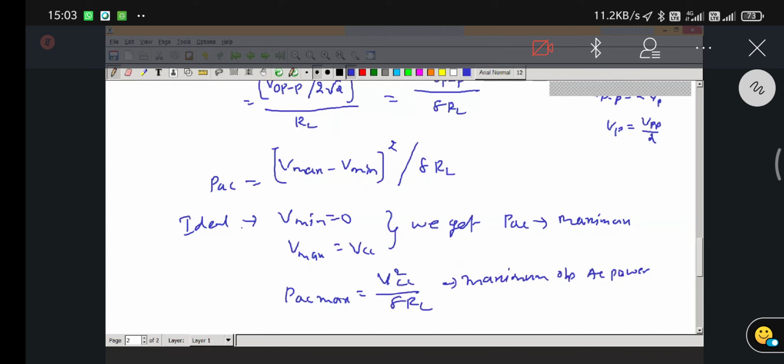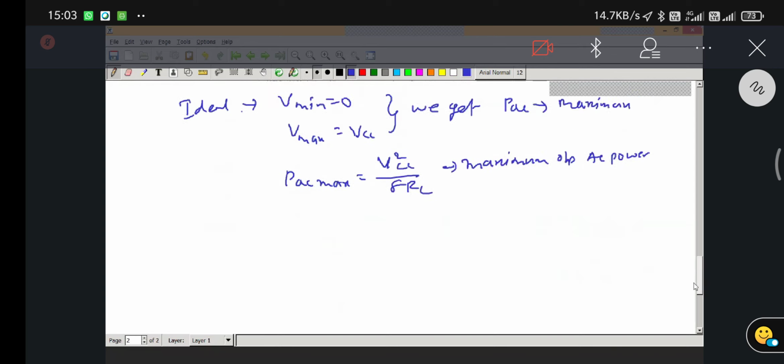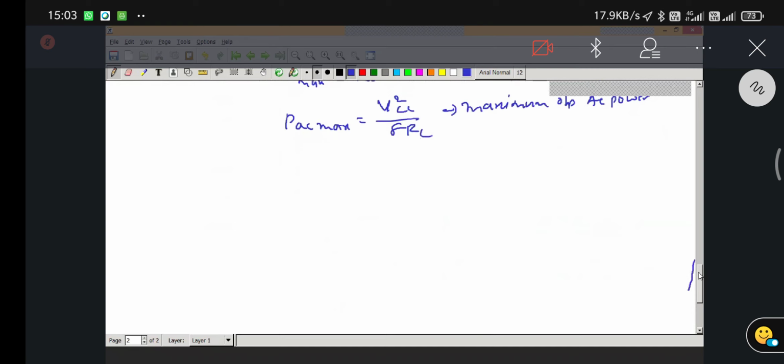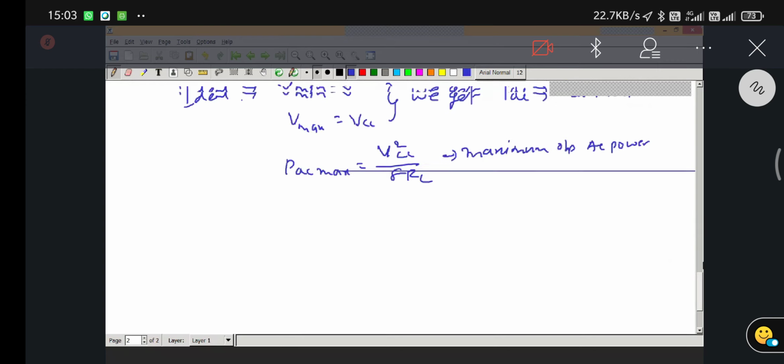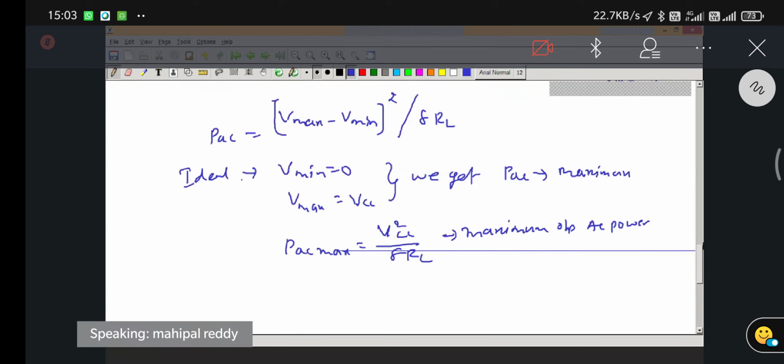Okay, after that, let's find out the efficiency. The efficiency plays a major role in our electrical field. Why? Because whatever component, equipment or element we are going to design, we have to check whether it is efficient or not. And you know what is meant by efficient.